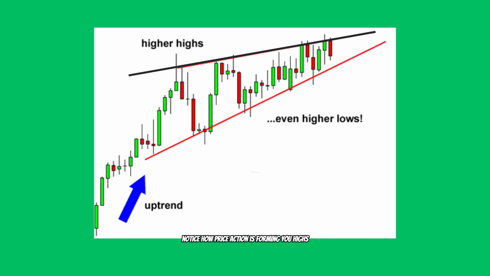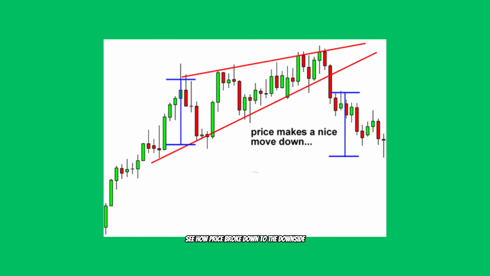Notice how price action is forming new highs, but at a much slower pace than when price makes higher lows. See how price broke down to the downside? That means there are more forex traders desperate to be short than be long. They pushed the price down to break the trend line, indicating that a downtrend may be in the cards, just like in the other forex trading chart patterns we discussed earlier. The price movement after the breakout is approximately the same magnitude as the height of the formation.